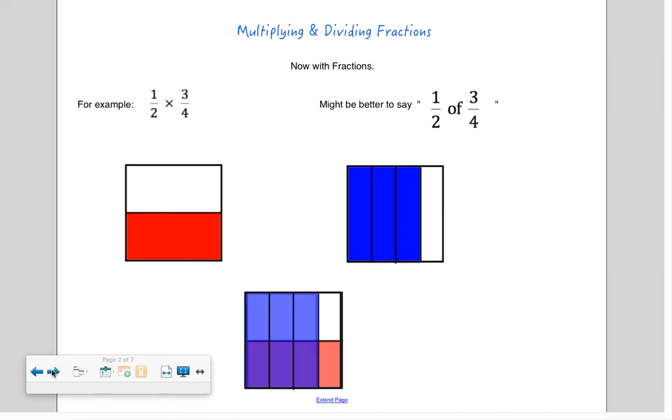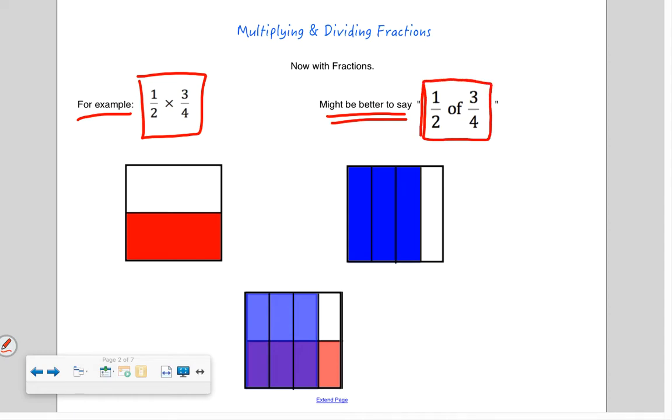Let me see if I can now help you understand the idea of fraction multiplication, because it can be a little bit difficult to visualize. So let's start with this example here: 1/2 times 1/3. Remember in our previous slide we said it's like groups of something. So it makes more sense to say 1/2 of 3/4. Instead of the multiplication sign, one way to read it out loud would be 1/2 of 3/4.